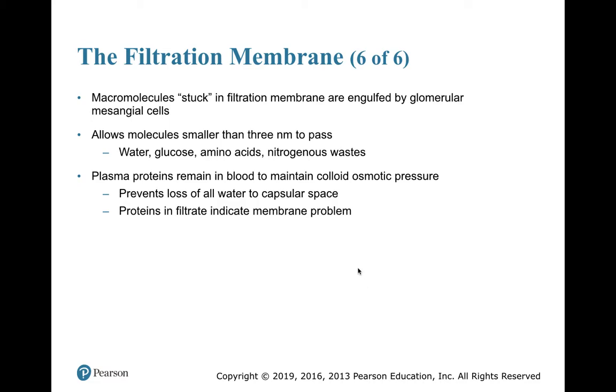Macromolecules get stuck in the filtration membrane, and they would be engulfed by glomerular mesangial cells. This allows water molecules and other things smaller than 3 nanometers to pass. Those would be things like water, glucose, amino acids, nitrogen waste. Plasma protein should remain in the blood. That helps to maintain colloid osmotic pressure so we don't push all the fluids out of the circulation at one trip through the glomerulus. And if we do find proteins in the filtrate, that would mean there is a problem with the filtration membrane.